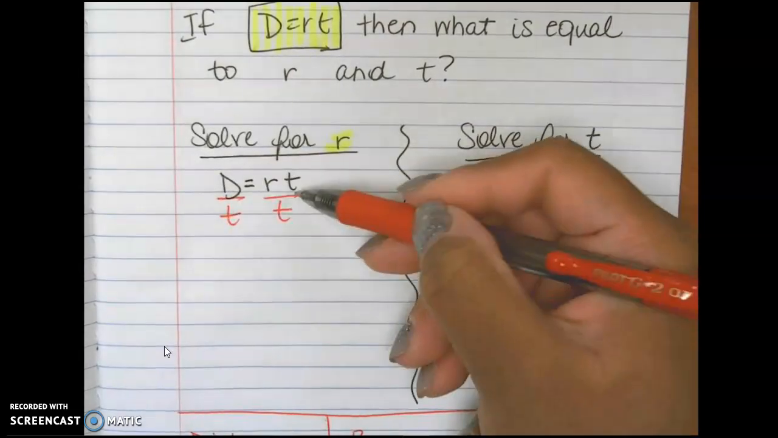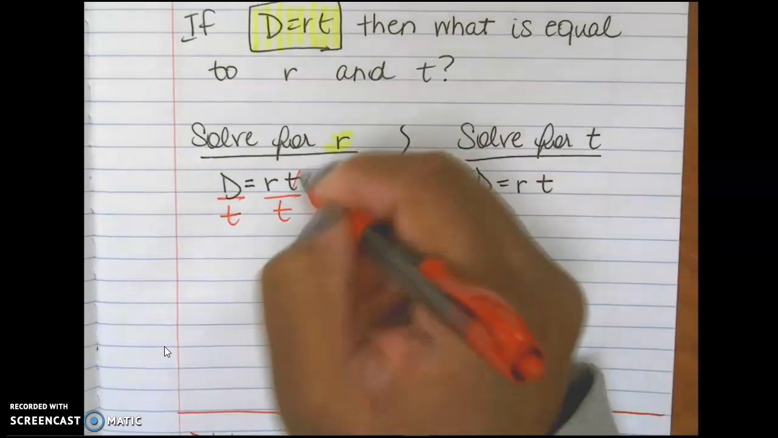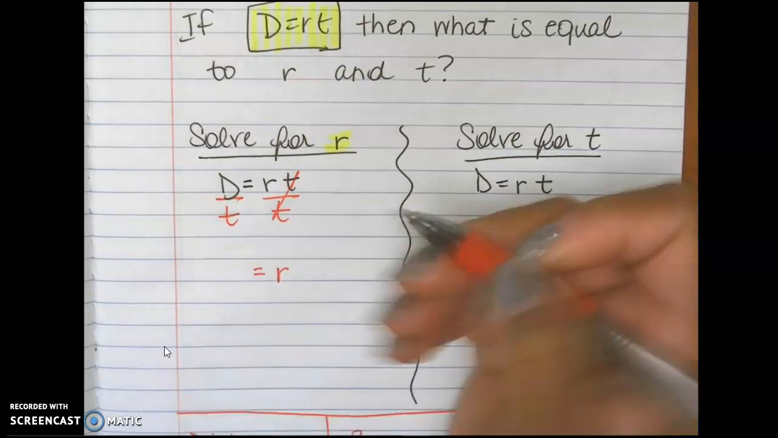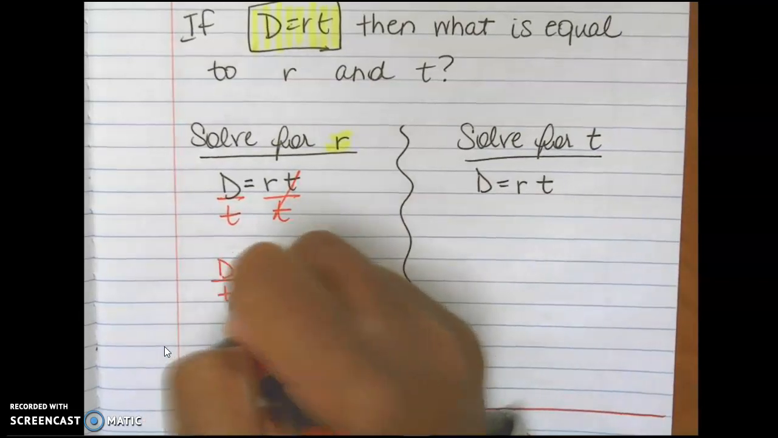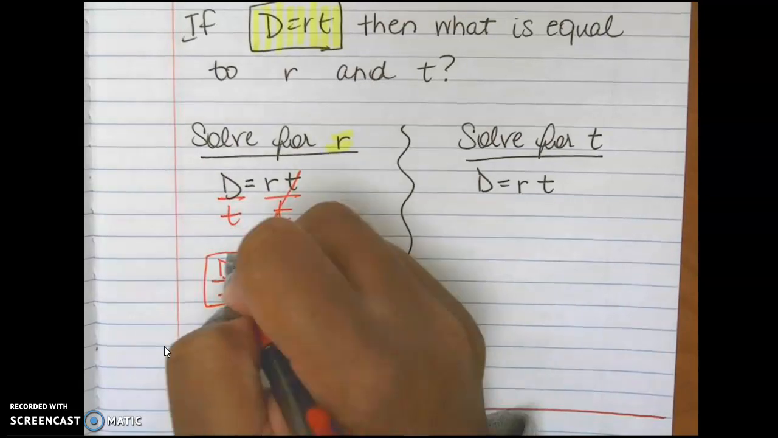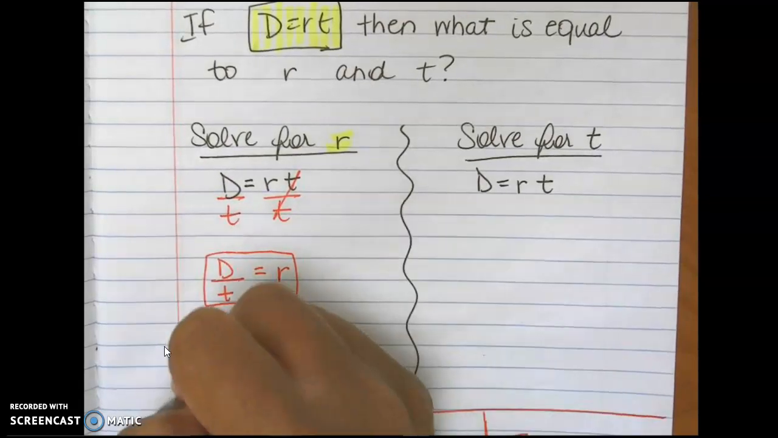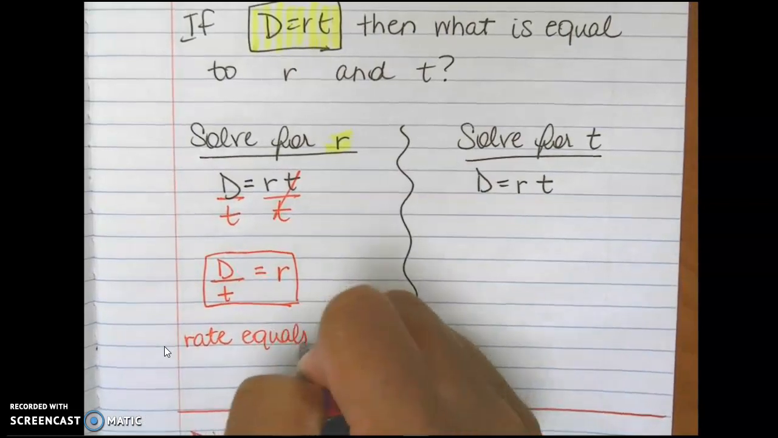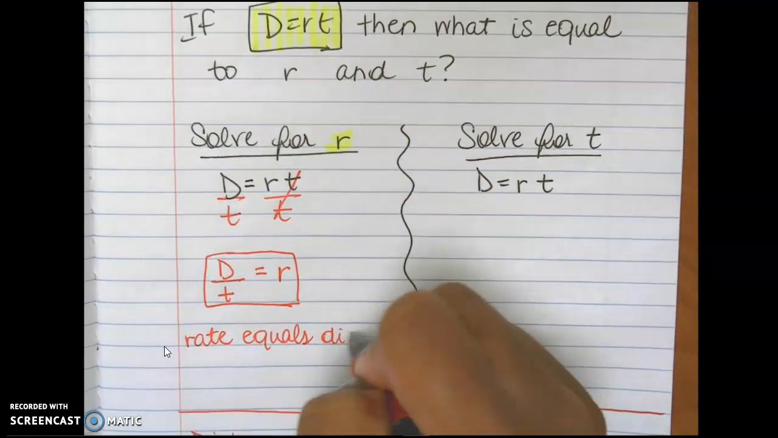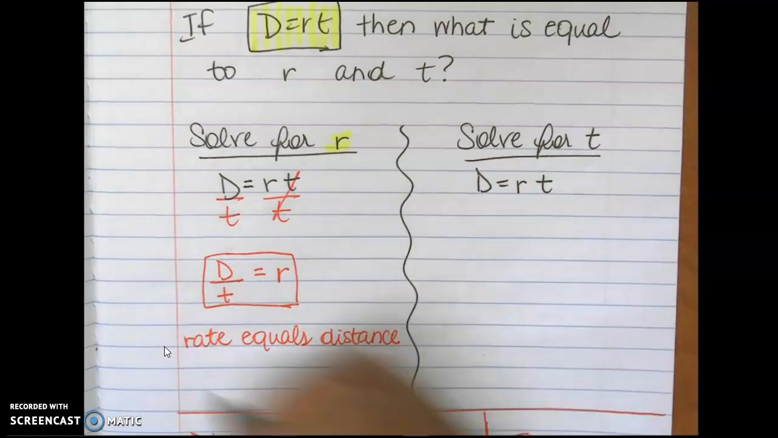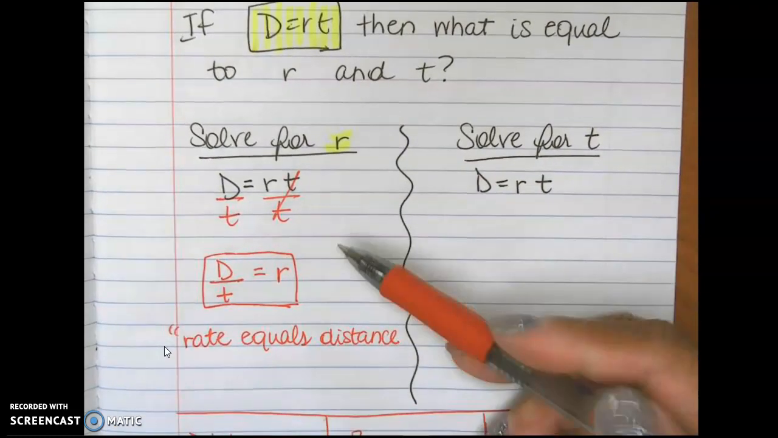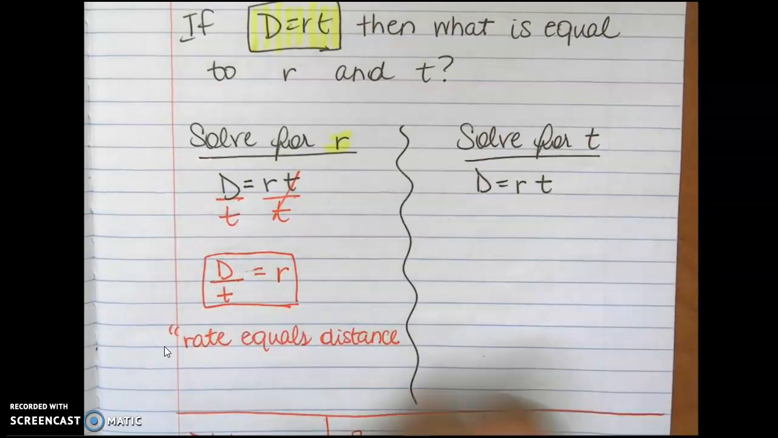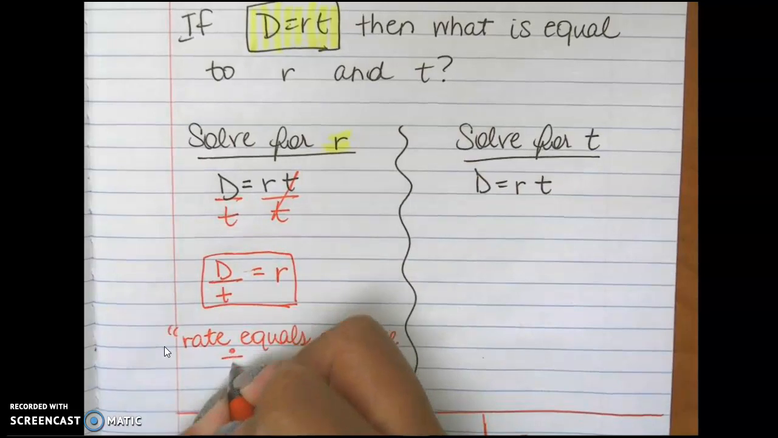What happens to these t's? They cancel out. Who am I left with? r equals d over t. Rate equals distance over time. Now, is "over" a mathematical word? What operation is happening here? Rate equals distance divided by time.